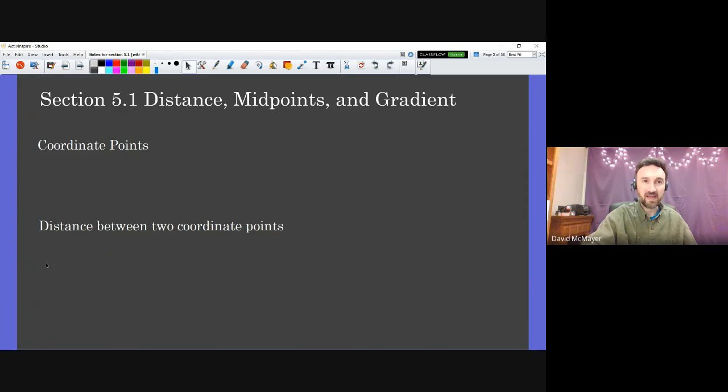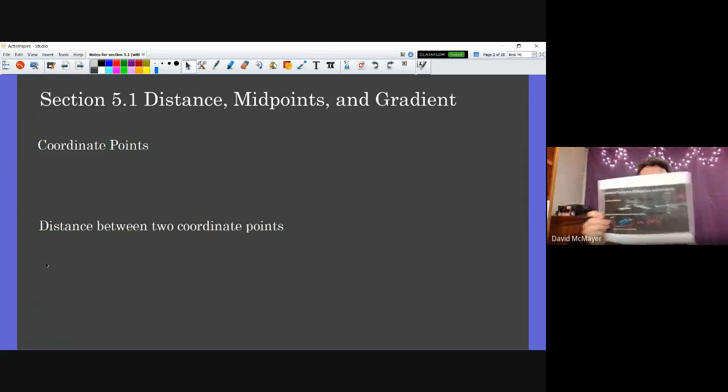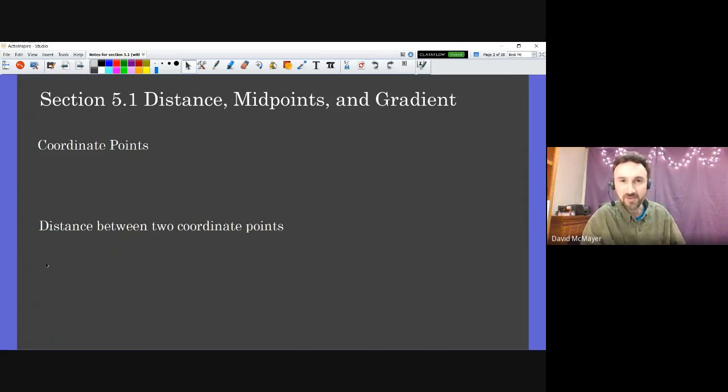You might need to add an entry into your table of contents for section 5.1, distance, midpoints, and gradient, and then open that notebook to a new page. We'll be adding 3 different sections. My sections look kind of like this. I've got my notes that I took from before. Within each section, you're going to do one example. I'm going to give you in each section a choice of a couple of examples, and the video also details solutions to those.